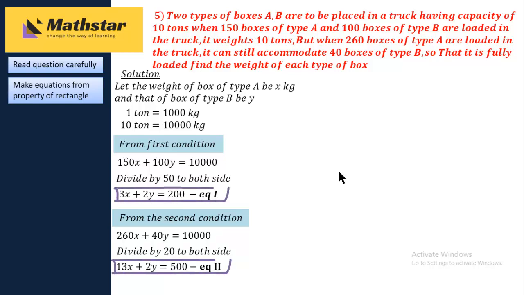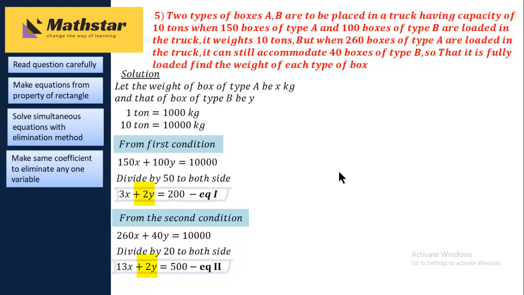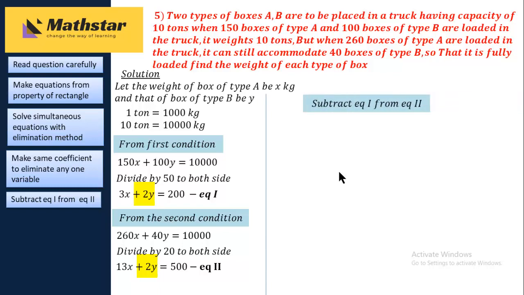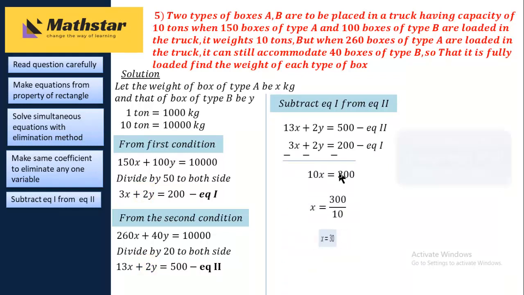Now we have two equations. And fortunately, both have the same coefficients of variable y. So no need to make the coefficients same again to eliminate. Due to having the same sign of y, we subtract equation 1 from equation 2. After subtraction, we get the value of x is equal to 30.